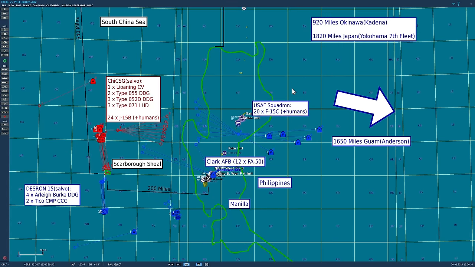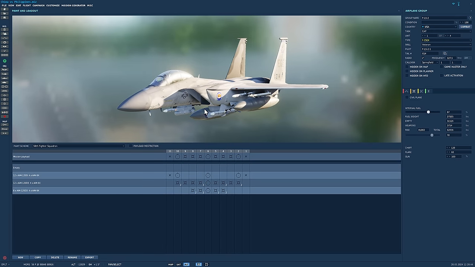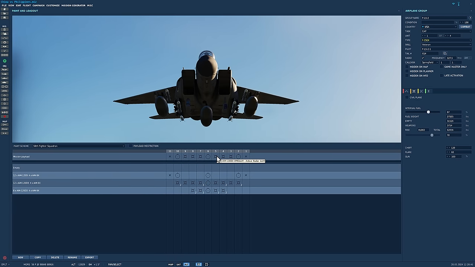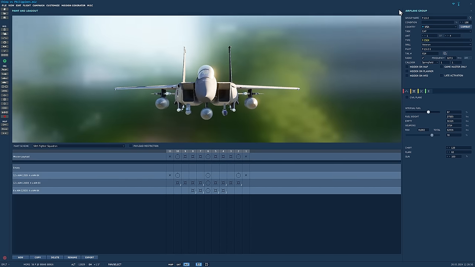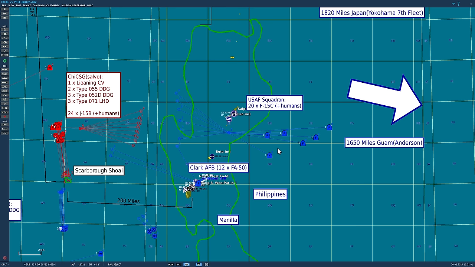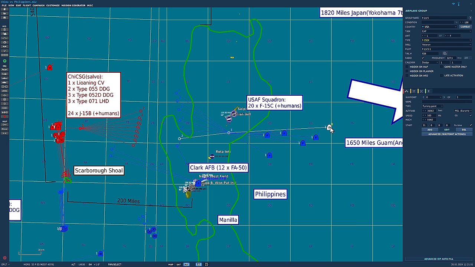And here we can see that USAF squadron, 20 F-15Cs, a veteran skill level again, each carrying 6 AIM-120 D3 and a couple of modern Sidewinders and their fuel tanks. As well as 20 AI, there will also be humans with the same 2 lives available.